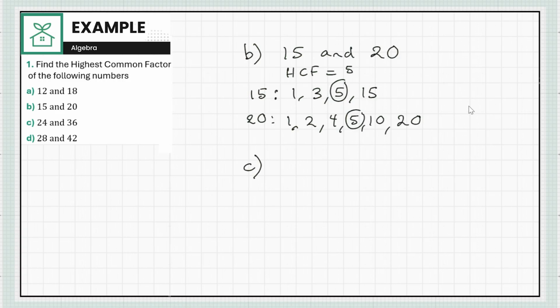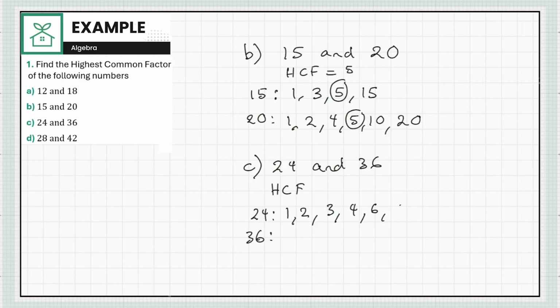Let's look at C. 24 and 36. So if we look at 24 and 36, well, the factors of 24 are going to be 1, 2, 3, 4, 6, 8, 12, and 24.